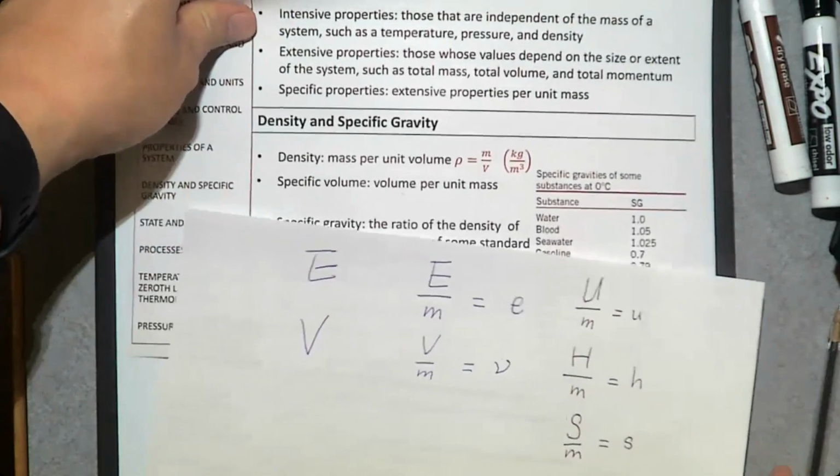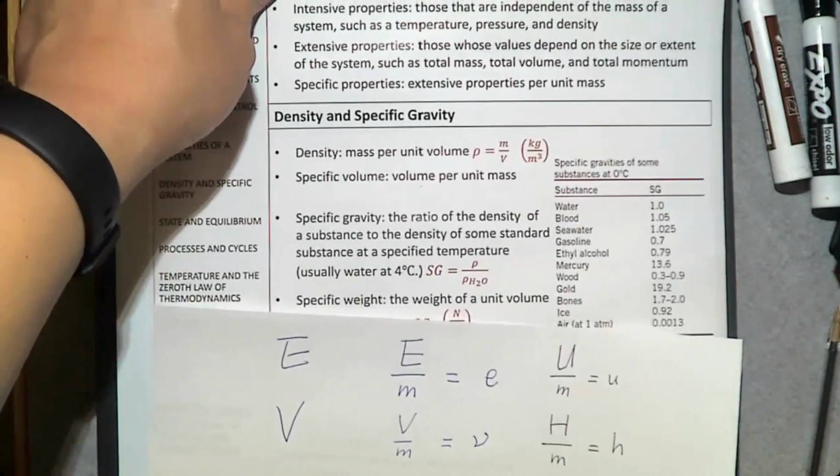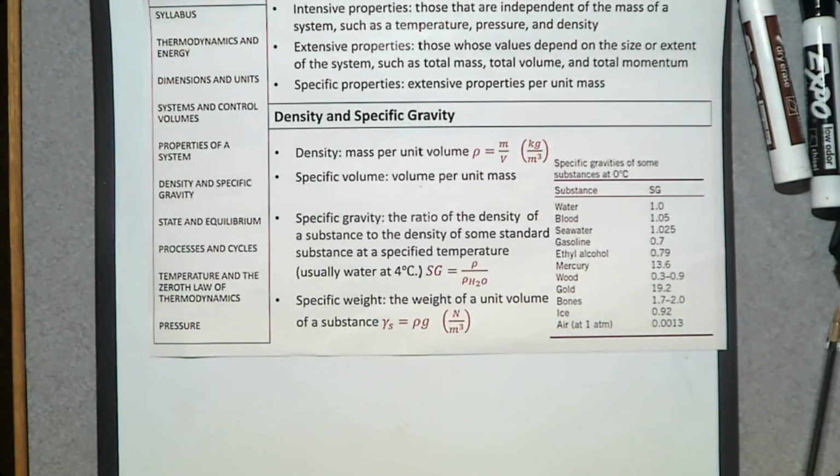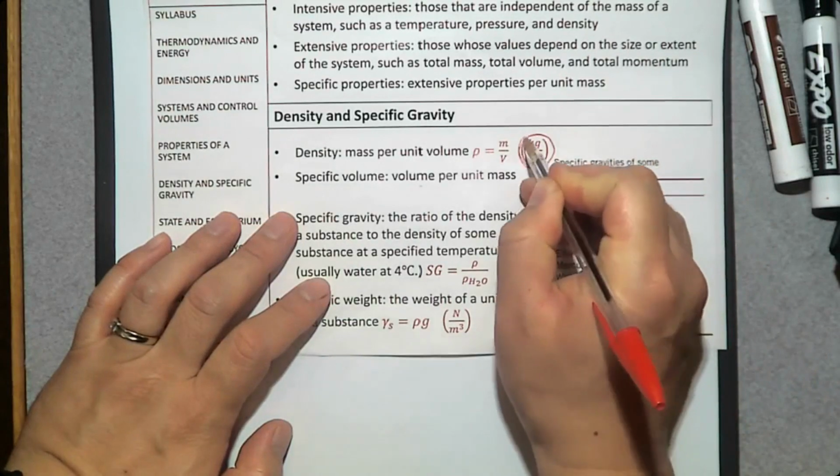Then let's talk about some properties besides thermodynamics. First, one of the most widely used properties is density. Density is mass per unit volume, and its unit in SI is kilogram per cubic meter.